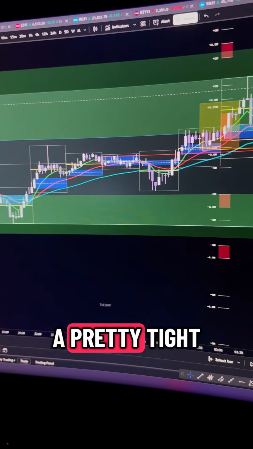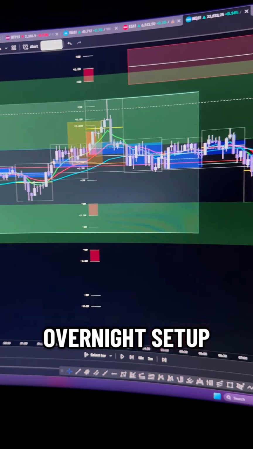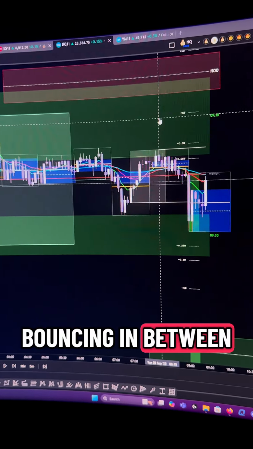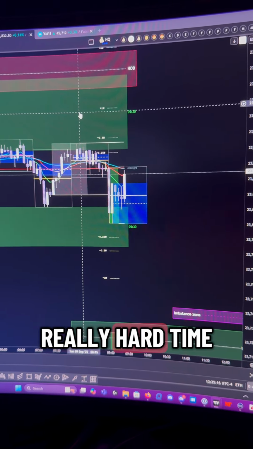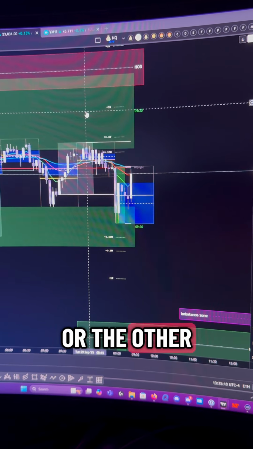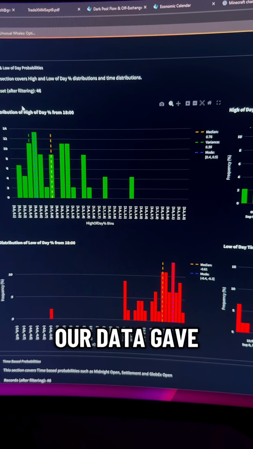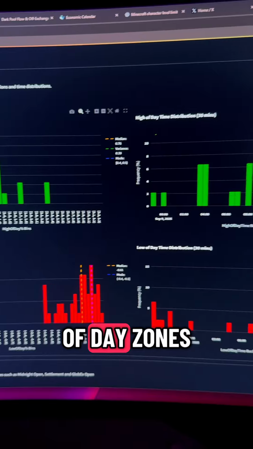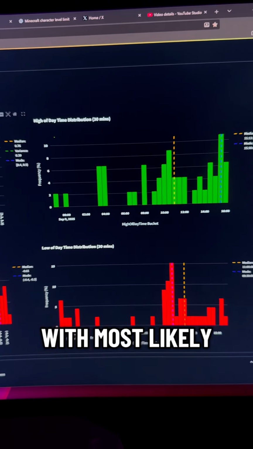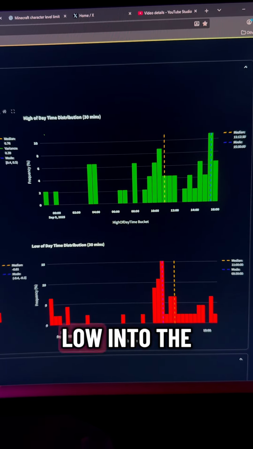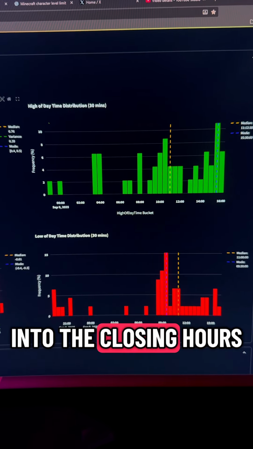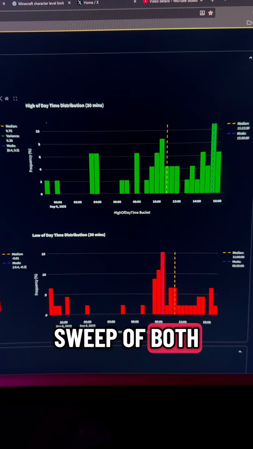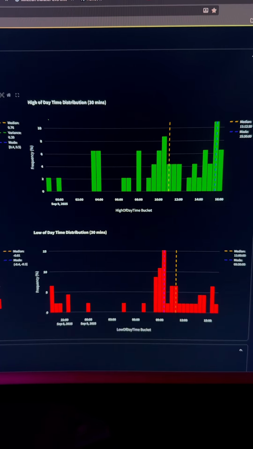Last night we had a pretty tight overnight setup that was really bouncing in between those 9:30 zones from yesterday and the day before. We're having a really hard time breaking through one or the other. Our data gave us high of day and low of day zones, with most likely to clear the low into the opening hours and to put in the high into the closing hours, but a potential sweep of both sides at the open as well.